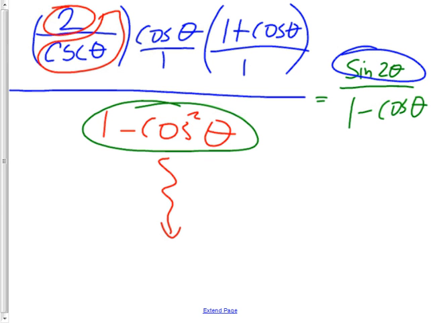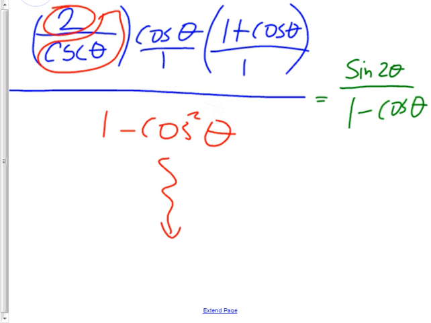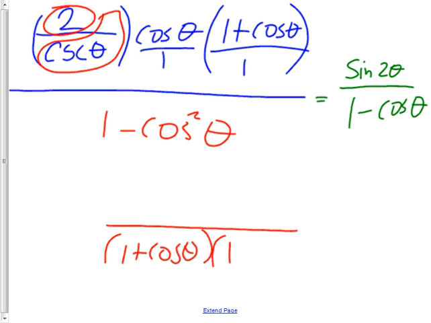Okay, so here's my proof. First of all, I have to hold one side constant. I'm going to choose to hold that green side constant. I'm not going to touch it. In proofs, you can't touch one of the sides. So I told you to factor the bottom, so I'm going to go ahead and factor that now. So my new denominator is going to be 1 plus cosine and 1 minus cosine. On the top, and I should draw an arrow to that, signifying I changed that to that.